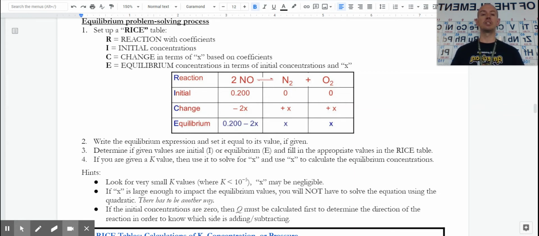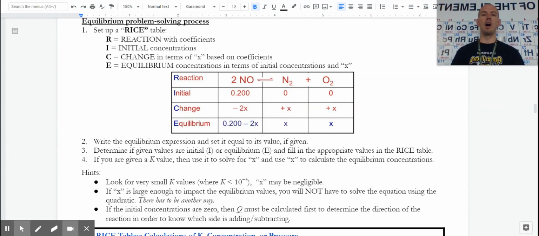If it doesn't tell us how much nitrogen or oxygen we have, we assume that we have none of that, or those are starting at zero. The thing that I don't have any of, I am creating some of that, so that is plus a certain amount. The thing that I do have is being consumed, so that's minus a certain amount. And the x, we say across the board, but then we connect that to the coefficient. Because to make every nitrogen molecule, there's two N's there, so I need to consume two NOs. So based upon that coefficient, I've got a minus 2x, a plus x, and a plus x.